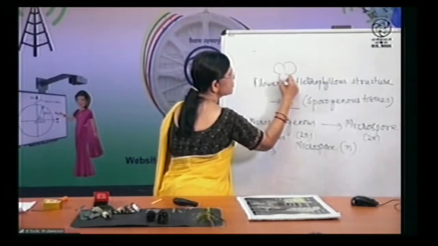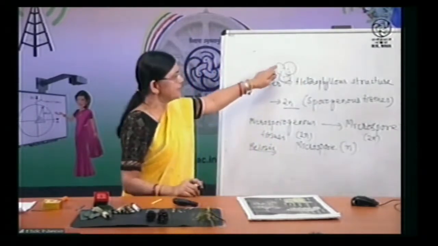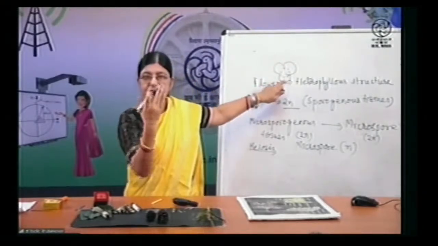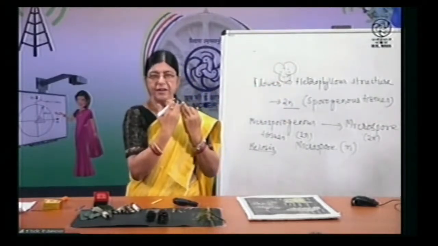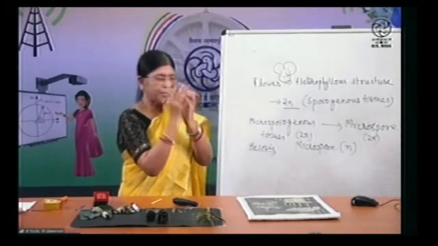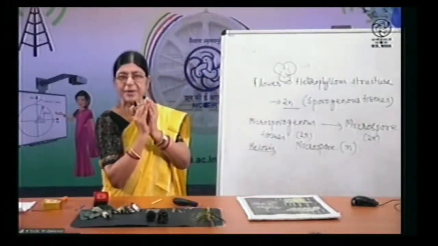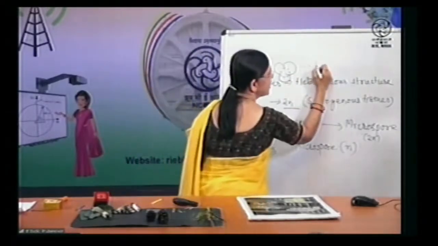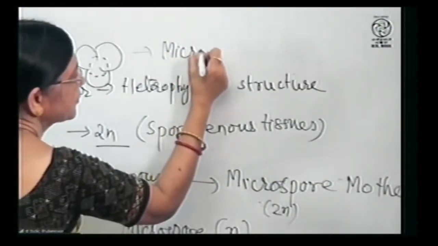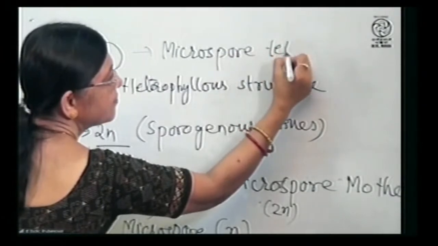How is the arrangement there? These microspores will be arranged in this manner. 3 we can see from the front and 1 will be behind it. So in tetrad arrangement they will be there and they will remain together. When the 4 microspores are remaining together, they are called a microspore tetrad or spore tetrad.